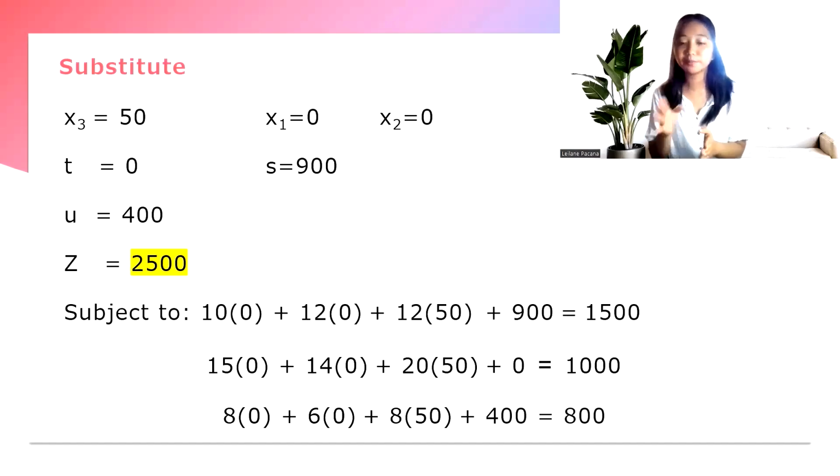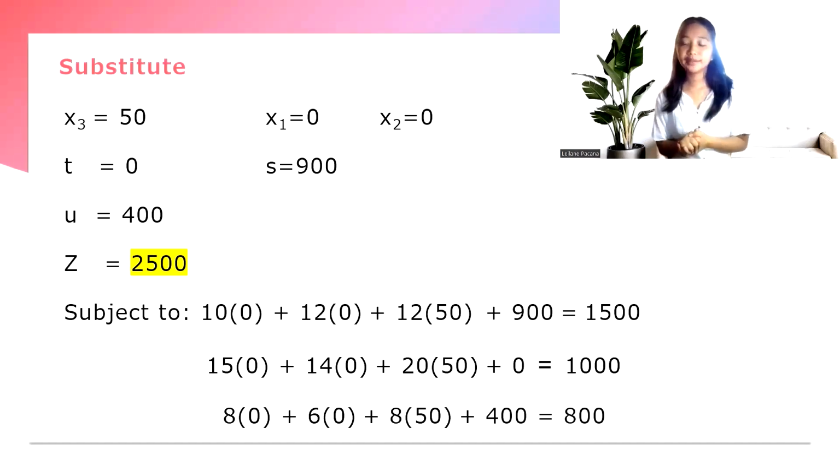that is 1,000 as our X sub 3, plus 0, because we don't have the second slack variable, since T is equal to 0, and that is equal to 1,000. For our third, we have 8 times 0 is 0, plus 6 times 0 is 0, plus 8 times 50, that is 400, plus 400, because we have 400 unused, or the slack, in our third constraint, and that is equal to 800. Now, how do we interpret this result?